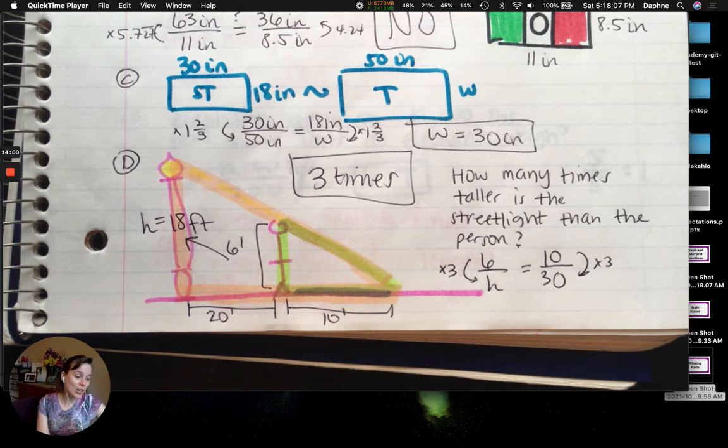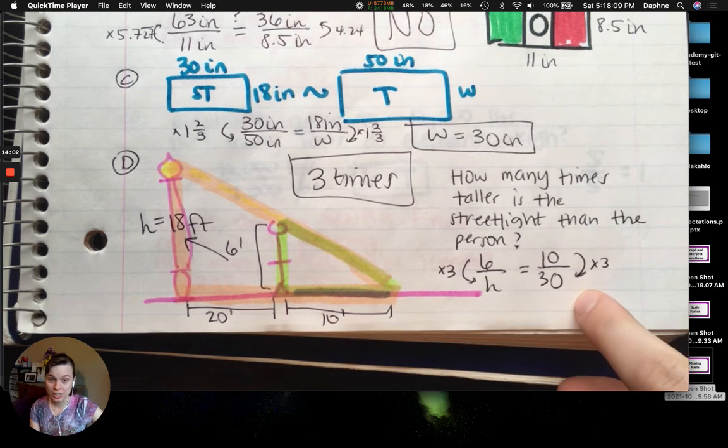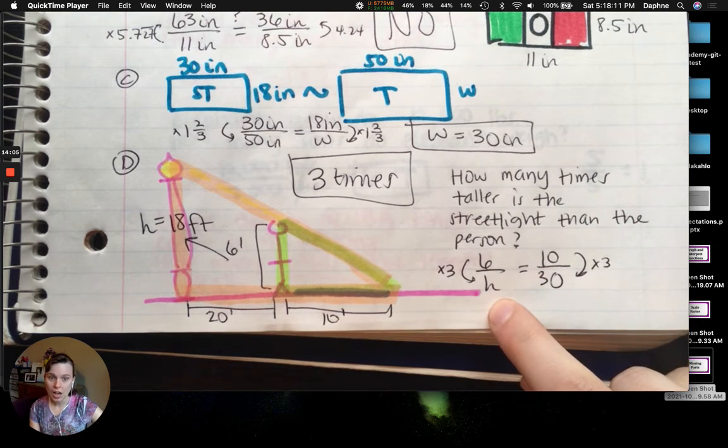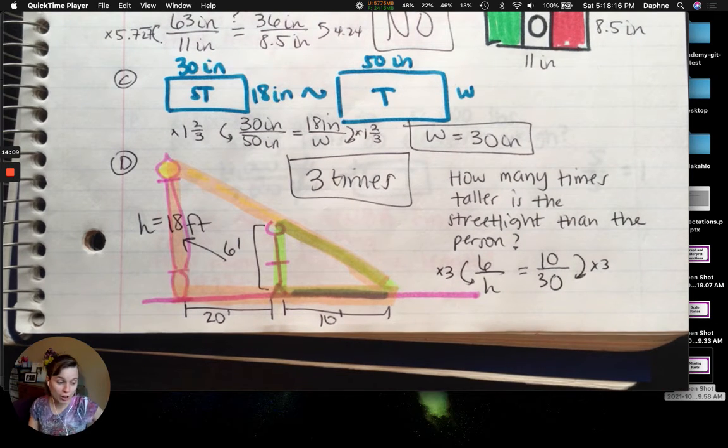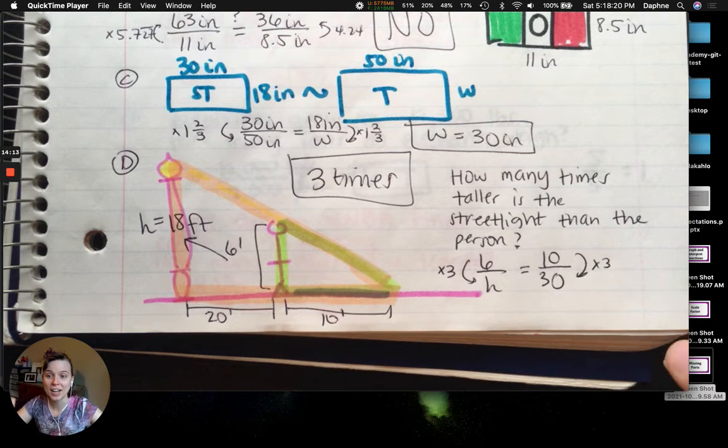So, knowing that, I have 10 related to 30, I have 6 related to H, I have 6 related to 10, and I have H related to 30. Make sure in your brain you know why this is set up and how it is set up. If you're stuck, come ask me for questions. Go ask your teacher for questions. Ask the person next to you, why does this make sense? Once you have it set up, you've solved this for several lessons for several weeks by now, okay?